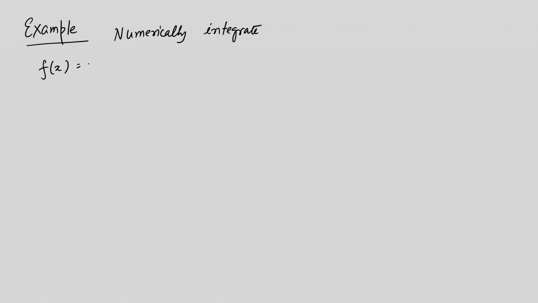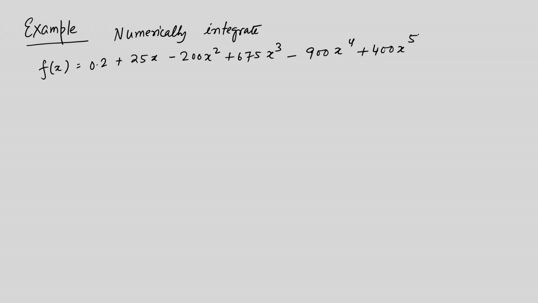So, let us get ahead with one more example of the trapezoidal rule. Suppose you have a function which you have to numerically integrate: f of x equal to 0.2 plus 25 x minus 200 x square plus 675 x cube minus 900 x to the power 4 plus 400 x to the power 5.